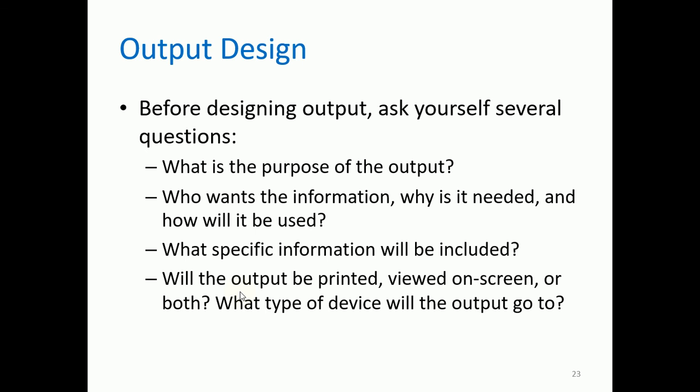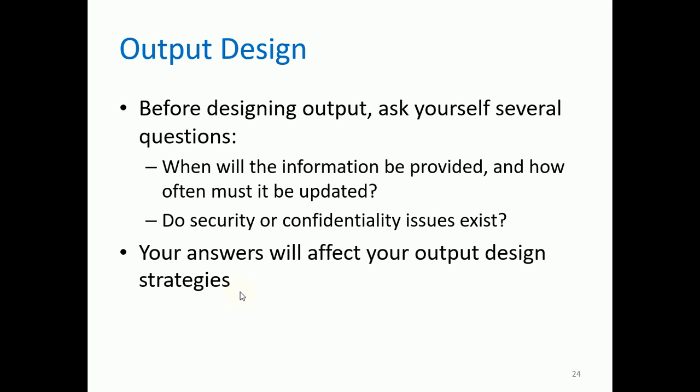So before designing output, ask yourself several questions. What is the purpose of the output? Who wants the information? Why is it needed? And how will it be used? What specific information will be included? Will the output be printed, viewed on screen, or both? What type of device will the output go to? When will the information be provided and how often must it be updated? Do security or confidentiality issues exist? So your answers will affect your output design strategy. These are the questions that you can ask for the output design of your information system.